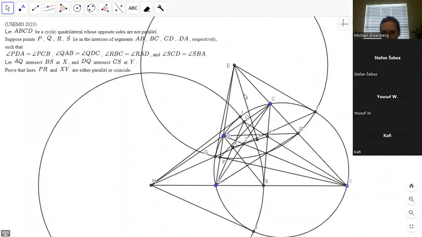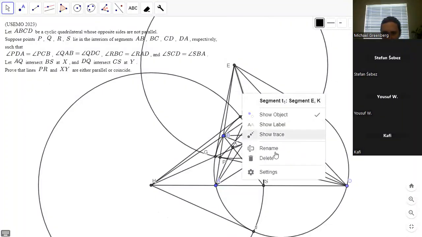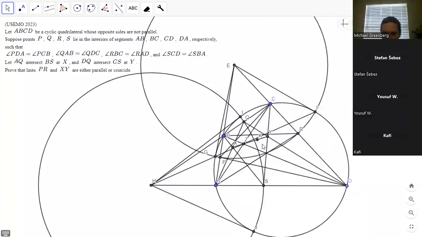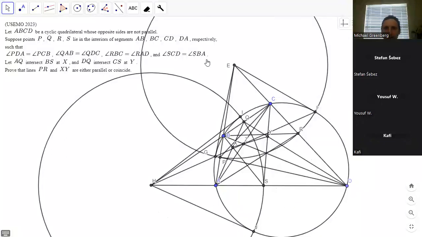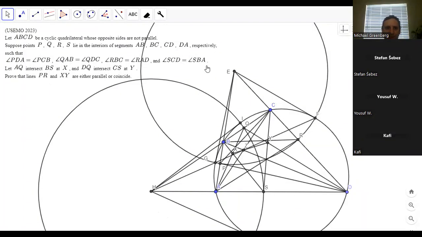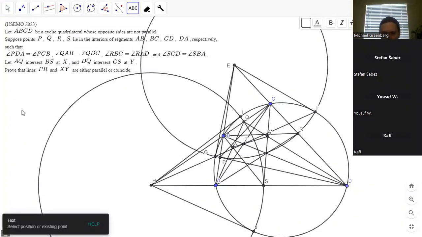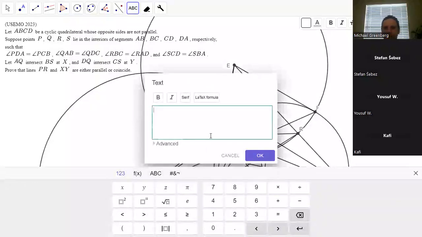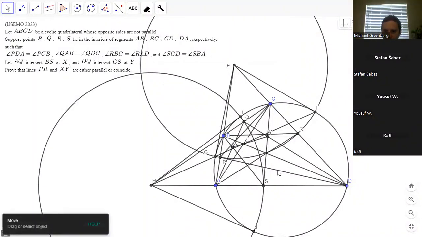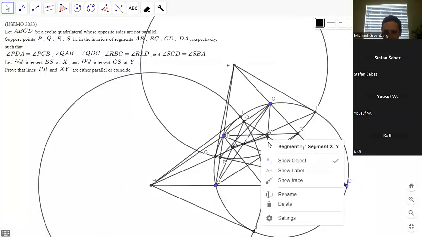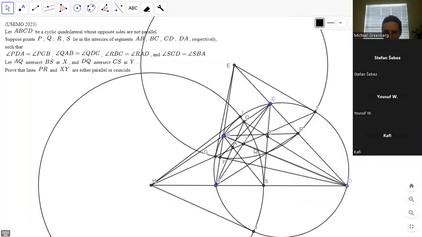So I'm going to delete point K. Yeah, this is a good one. Okay, so I'll just say label the points as shown. Did we use point Z? I don't think so, right? I think we didn't. All right.